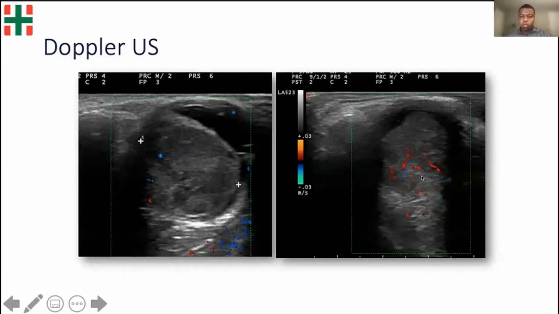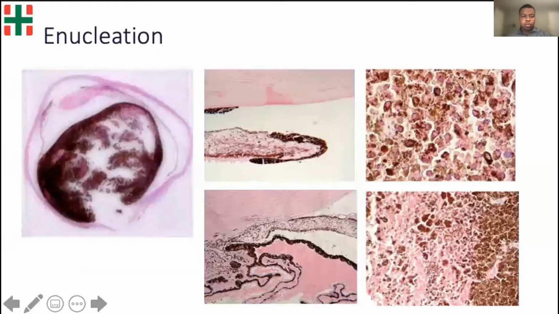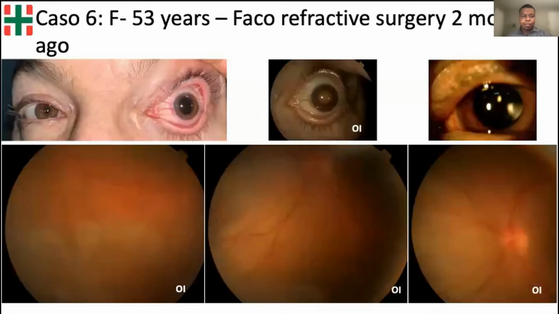En general, al ser un tumor, es un tumor vascularizado, con vasos en el interior, a diferencia, por ejemplo, de un hematoma donde no encontramos ese tipo de vascularización. En este caso, la paciente fue nucleada y el diagnóstico fue de un melanoma necrótico. Veamos este otro caso como diagnóstico diferencial de un melanoma uveal.